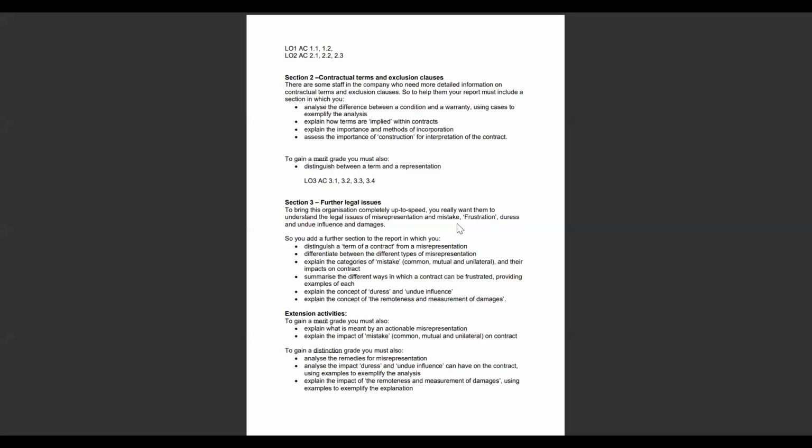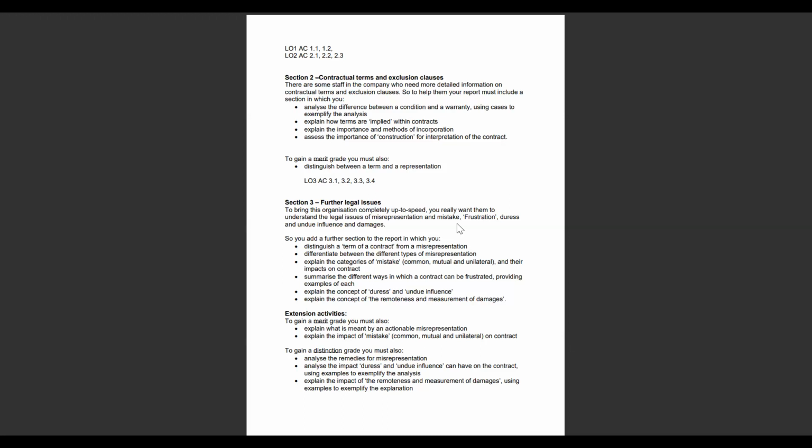Section 2. So you need to look at the contractual terms and exclusion clauses. There are some staff in the company who need more detailed information on contractual terms and exclusion clauses. So to help them, your report must also include a section in which you look at analysing the difference between a condition and a warranty using cases and exemplify the analysis.